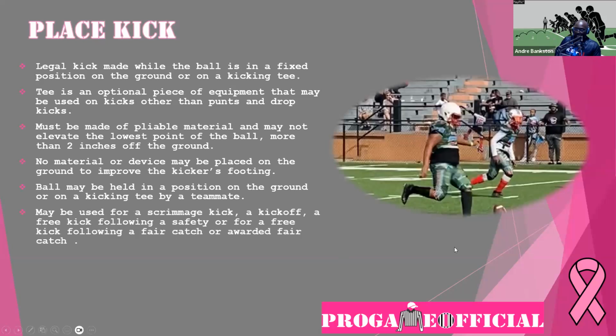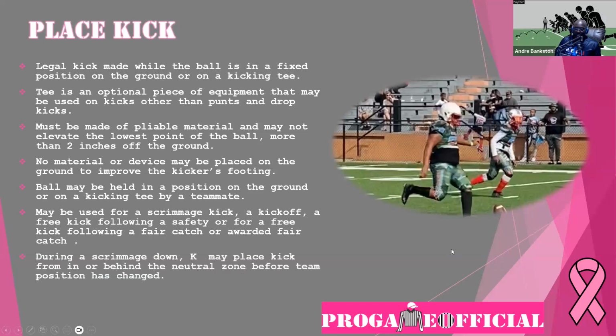The ball must be held in position on the ground or, again, held by a teammate. It can be used on a scrimmage kick, kickoff, free kicks following a safety, or a free kick following an awarded fair catch and fair catch. Some people may say that if we have a safety, you have to punt it. That's not true. You can also use a tee following a safety from the 20. They can use a tee. They don't have to punt it. It is not required.